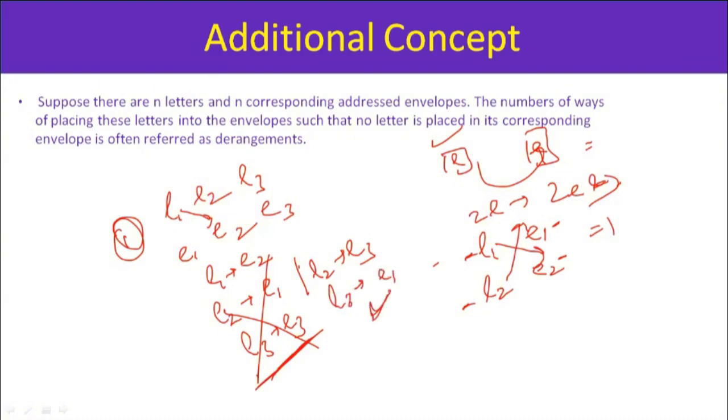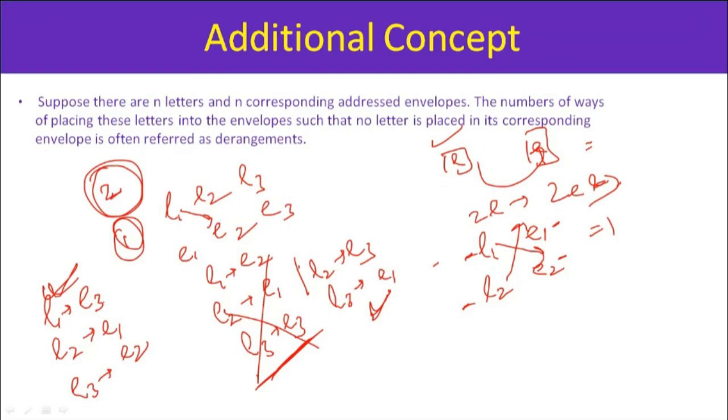In this case, letter number 3 will be in envelope 1. This is possible. Again, second case, letter 1 is not in envelope 2, but it is in envelope 3. Similarly, L2 can't go in E2. So L2 has to go in E1. If L2 goes in E1, L3 has to go in E2. So this is that second case. So in total, I can have 2 cases in which I rearrange 3 letters.